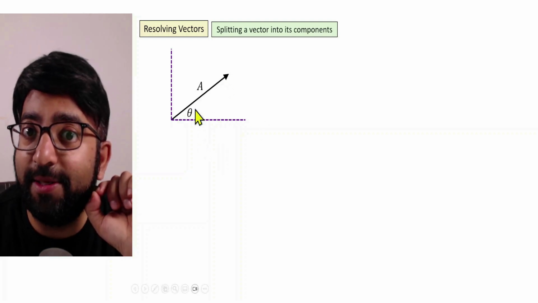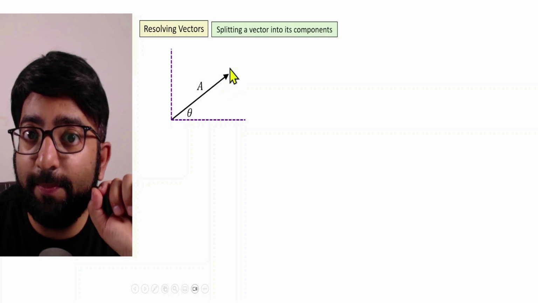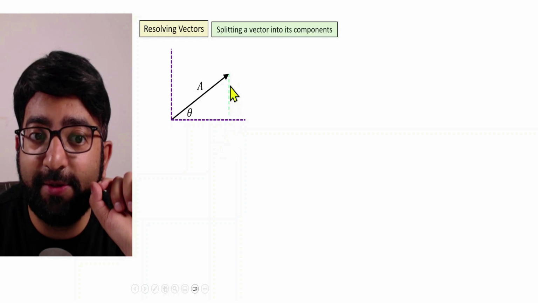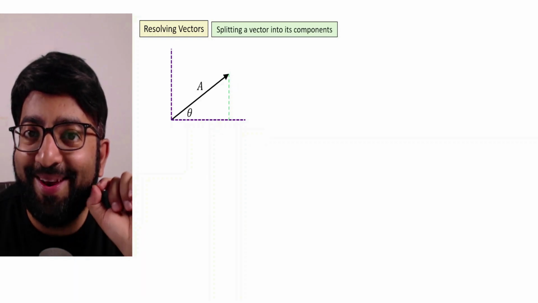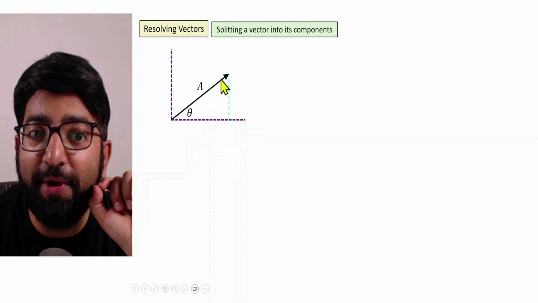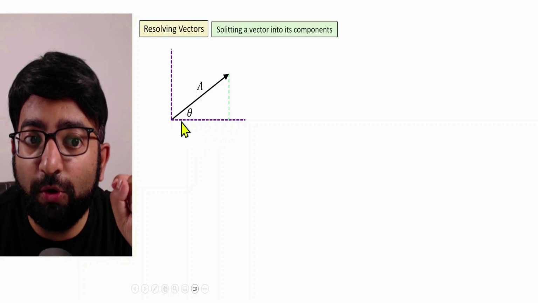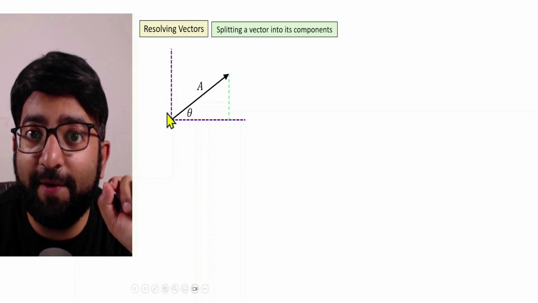Now, how do we split this vector into two components? So the first step is to consider this endpoint of A. We will draw a dotted line which is perpendicular to the x-axis. So this green dotted line is perpendicular to the x-axis. Now, what do we mean by the x component of A? We have to break A into two components. One component will lie along the x-axis and the other component will lie along the y-axis.